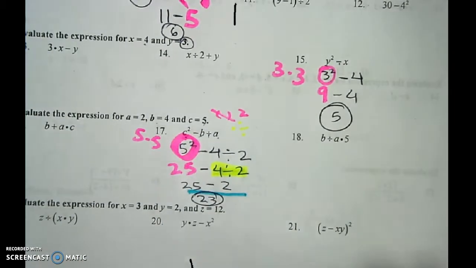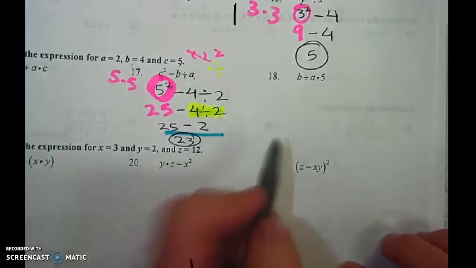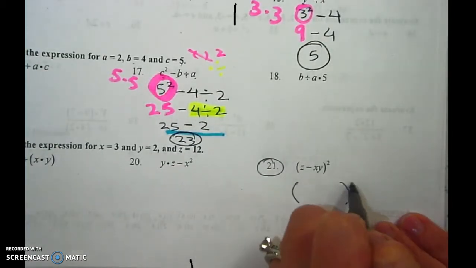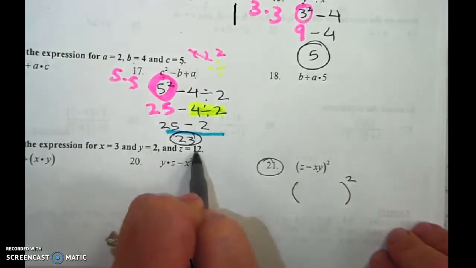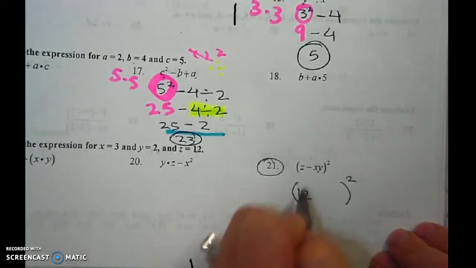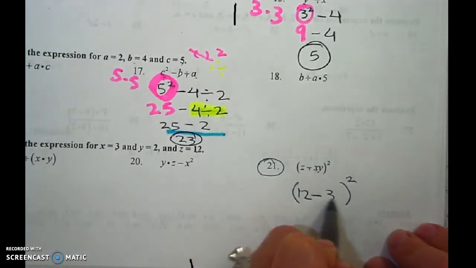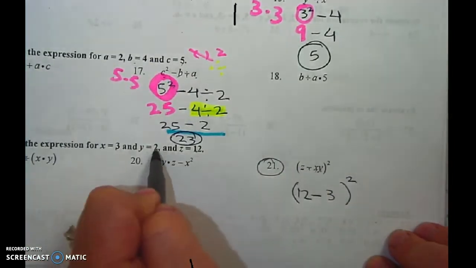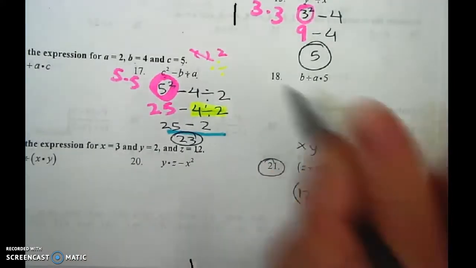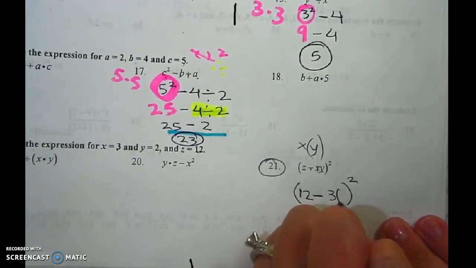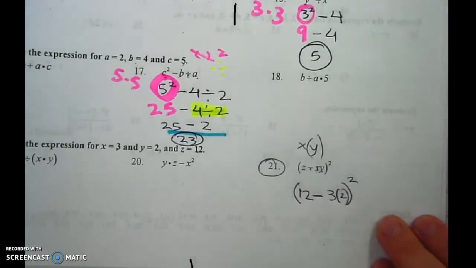Okay, let's do another one. Let's do number 21. This one's more difficult. There's going to be a big old parentheses and a squared. My z is 12. 12 minus my x is 3 and my y is 2. My x and my y are touching. Touching means multiply. So I need to put parentheses there.